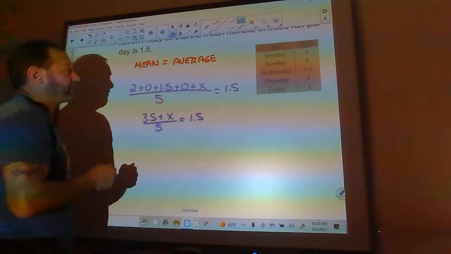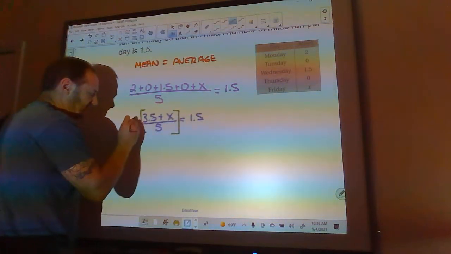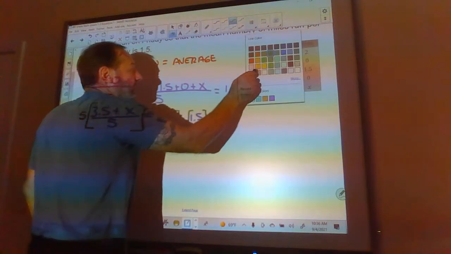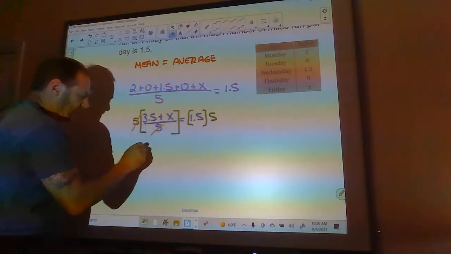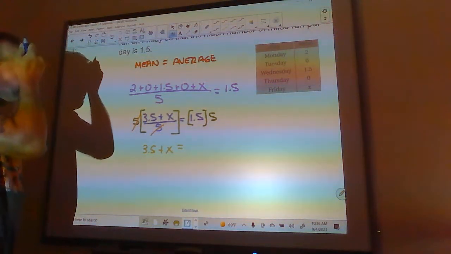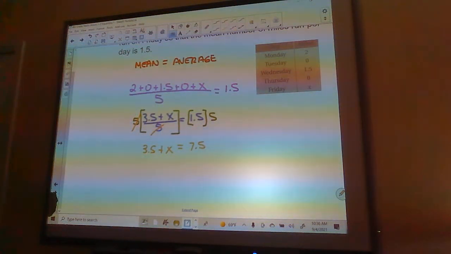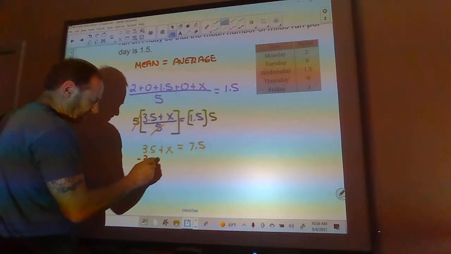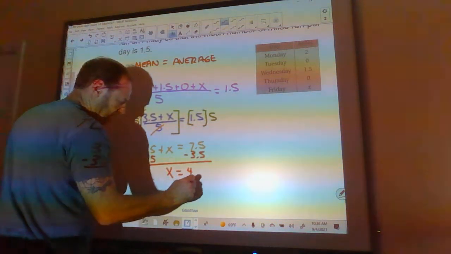Now the next thing you want to do is get rid of the fraction. So I'm going to do that by multiplying both sides by 5. Because when I do that, it cancels that 5 out like that. So I get 3.5 plus x equals, let's see, 5 times 1.5, that would be 7.5. And now once you get to here, it's easy, right? So you're just going to subtract 3.5 from both sides. 4 miles.